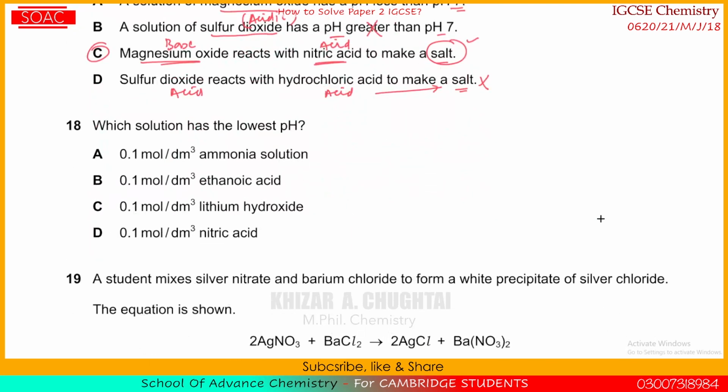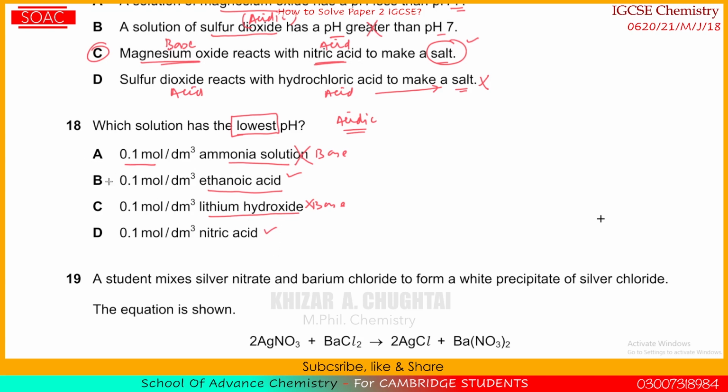Which solution has the lowest pH? Lowest pH means it must be comparatively acidic. Option A, 0.1 mole per dm cube ammonia solution. Ammonia is a base. It's a basic solution, so it's an incorrect option. Ethanoic acid may be the correct option. Lithium hydroxide, again it's a base, and a base cannot be the correct option as far as the lowest pH is concerned. So D, that is nitric acid, can also be the correct one.